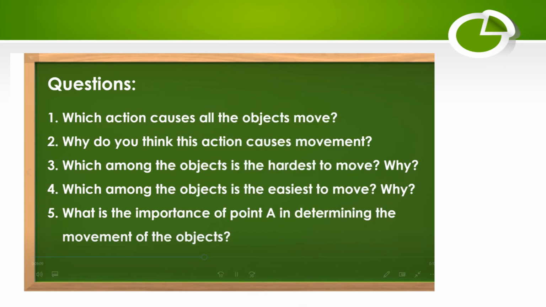These are the guide questions. 1. Which action causes all the objects to move? 2. Why do you think this action causes movement? 3. Which among the objects is the hardest to move? Why? 4. Which among the objects is the easiest to move? So why? Last, what is the importance of point A in determining the movement of the objects?